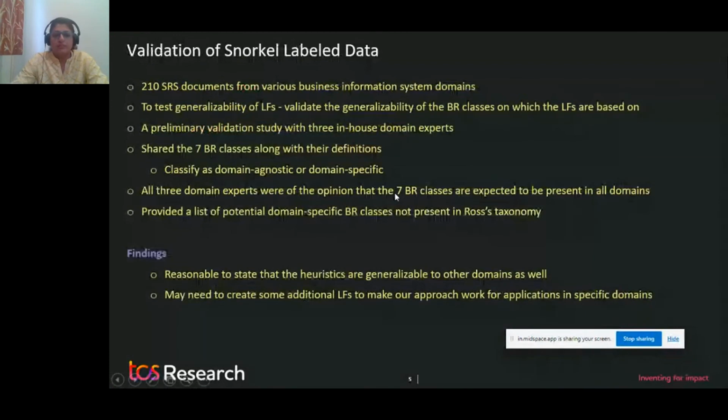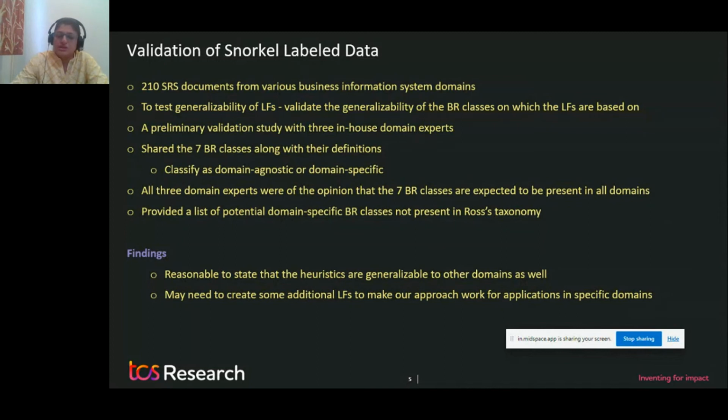Validation of Snorkel labeled data. Once the labels were created, we wanted to check the generalizability of the labeling functions. In order to check that, we need to check the generalizability of the BR classes on which these labeling functions are based. For this, we took help from 3 in-house domain experts. We asked the experts to tell us whether the 7 BR classes which we had taken are domain agnostic or domain specific. All these experts were of the opinion that all the 7 BR classes are domain agnostic. That is, they would be present in all the business domains.